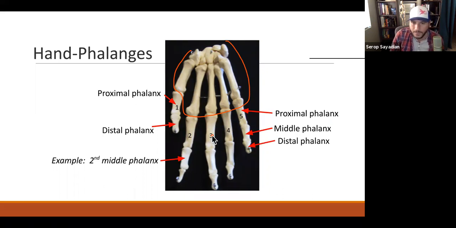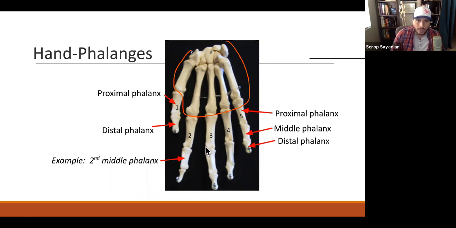Each of the fingers has 3 bones, except for the thumb. The thumb only has 2. The first row here is the proximal row. Then you have a middle row, and then a distal row. So you're going to have a proximal phalanx, a middle phalanx, and a distal phalanx, whereas the thumb only has a proximal and a distal phalanx.